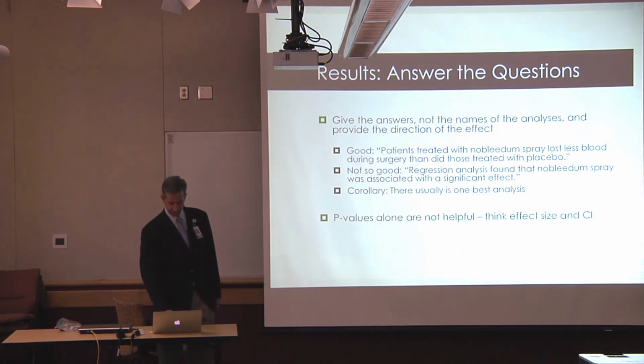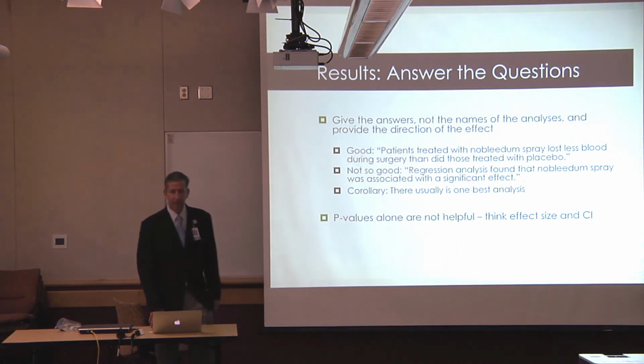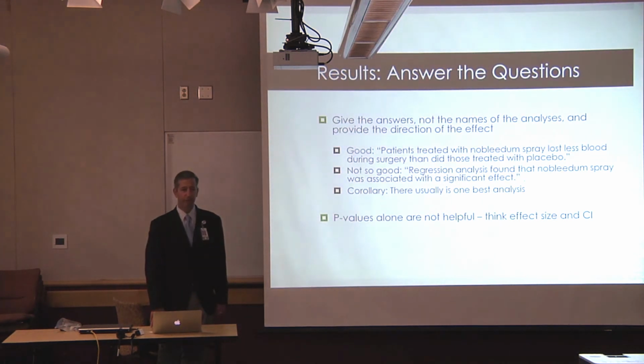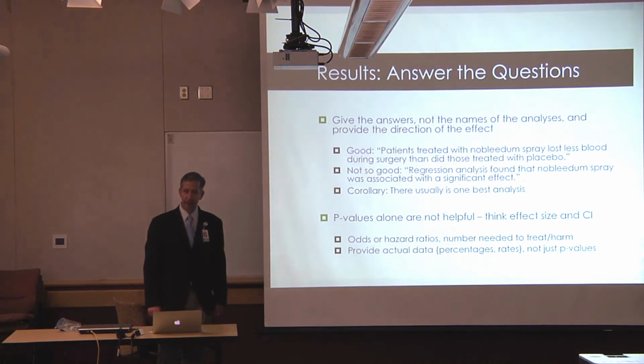P-values alone are not helpful. They don't give you any measure of effect size, and they don't give you any measure of the spread of the data. And so I think that some measure of effect size, an odds ratio, a hazard ratio, a number needed to treat, and a confidence interval is a better way to summarize data. I think providing the actual data, the percentages, the ranges, is much more important than providing the stats. The reader is usually pretty good at discerning what's BS and what isn't if you give them the data.